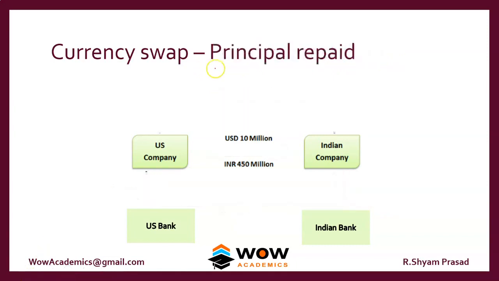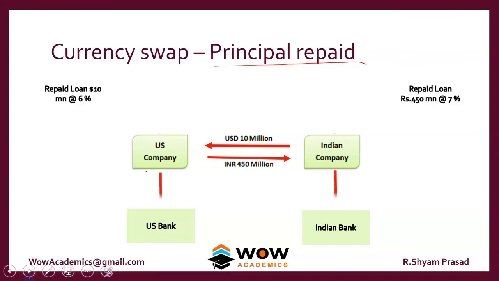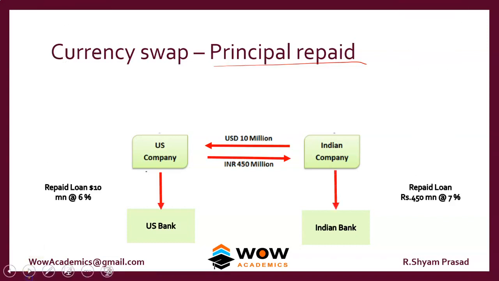Now again we will see the principal repaid. Assume the interest is swapped for around 3 or 5 years. At the end of the contract, something like at the end of the 5th year, the principal again gets swapped. For example, the Indian company gives away the USD 10 million and the US company gives the INR 450 million back to the Indian company. So now both the companies will repay their respective banks. So with this, the swap is over.